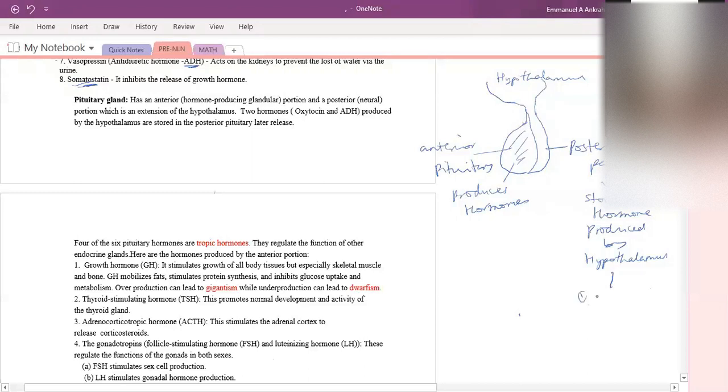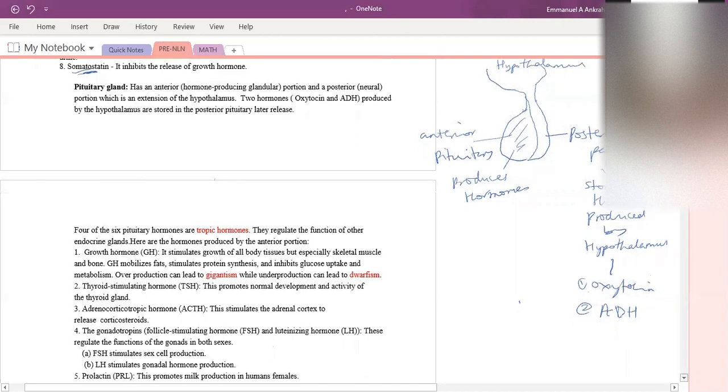So one is oxytocin, and then the second one is the ADH, Anti-Diuretic Hormone. Okay, ADH. Those are the two hormones stored in the posterior part, right? All the other ones will be produced by the anterior part. So let's go through some of them quickly here.